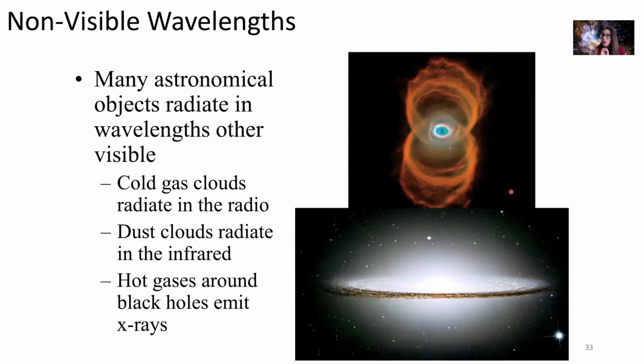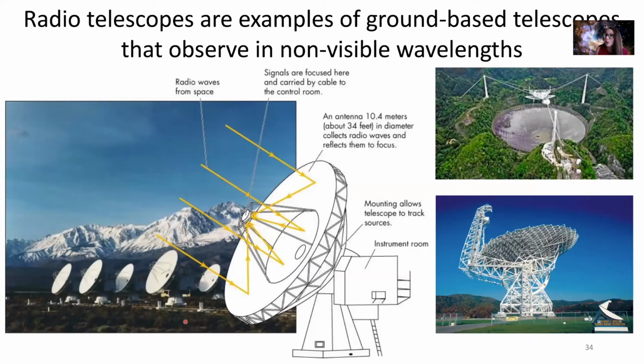Telescopes can observe space objects in many different wavelengths of light, not just the visible. So many astronomical objects radiate in colors or wavelengths of light other than the visible wavelengths of light. For example, cold gas clouds radiate in the radio wave end of our electromagnetic spectrum. Dust clouds radiate in the infrared part of our electromagnetic spectrum, and hot gases around black holes emit X-rays. And we've already talked about how the temperature at which an object is emitting light will determine the wavelength of light that's observed. We mentioned radio waves.